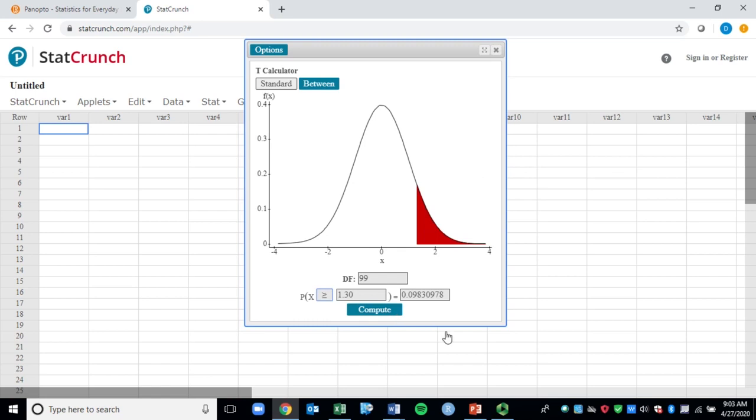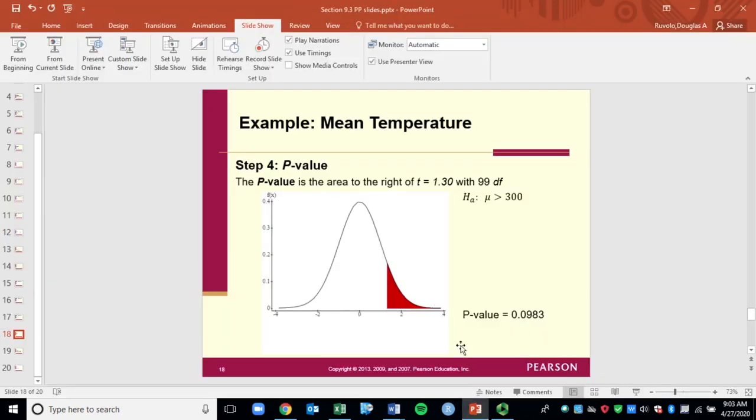And so when we calculate it, it turned out to be 0.0983, rounded to 4 decimal places. So remember, don't just chop this off. If this fifth decimal was 5 or higher, we would round it up. But since it's 0, we'll just leave it as 0.0983. And there's our p-value right there.